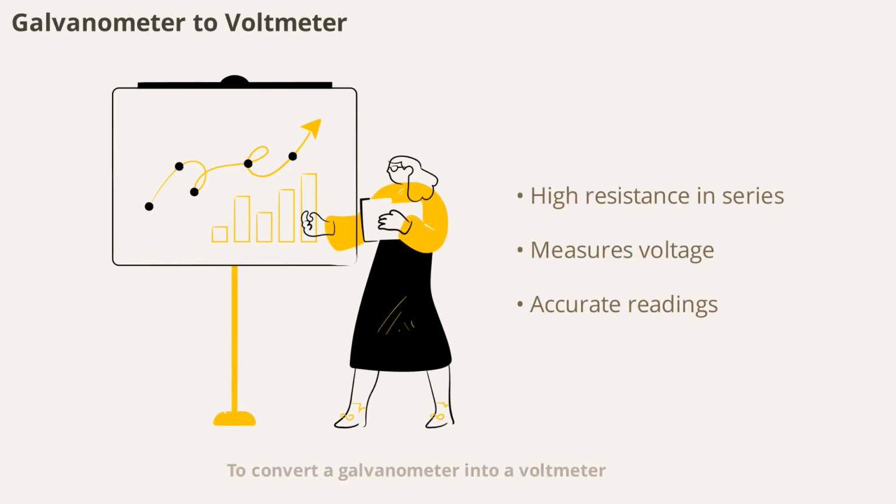To convert a galvanometer into a voltmeter, a high resistance is connected in series with it. This limits the current through the galvanometer, allowing it to measure potential differences across circuit elements. The scale is calibrated so that the deflection corresponds to the voltage. This method enables accurate voltage measurements in electrical circuits.